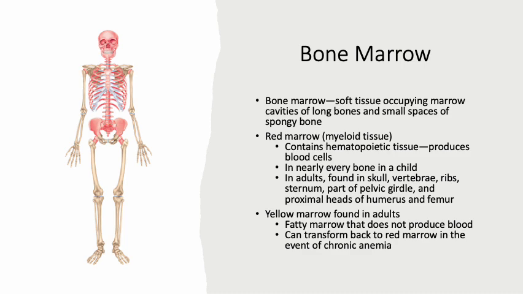So in this diagram here of the skeleton, you can see that all the red is where the red marrow is, and the white bones are where you would find the yellow marrow. And in a child, the entire body would be red.